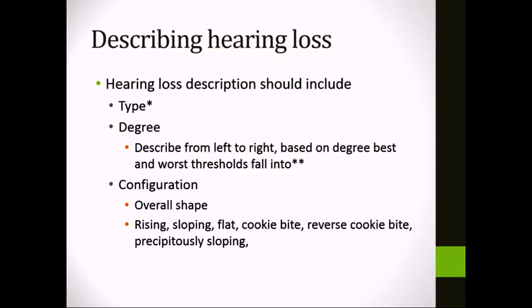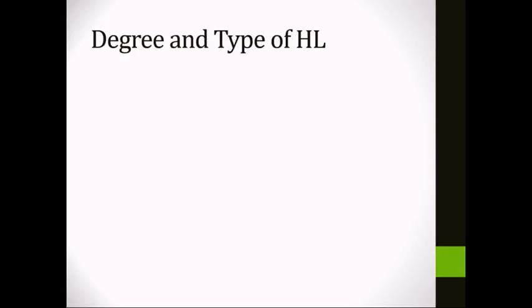And then you're also going to include configuration. So configuration describes the overall shape of the hearing loss. And typical configurations are rising, sloping, flat, cookie bite, reverse cookie bite, precipitously sloping, etc. And we'll look at examples for this too.